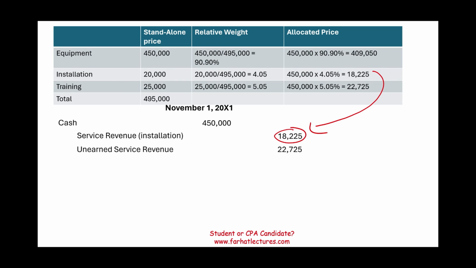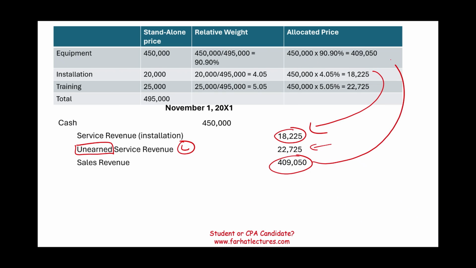We credit unearned revenue, which is a liability, for the training, because we have not earned the training yet. We earn the training as we perform the work. And we credit sales revenue $409 for the sale of the equipment. So we have a service revenue contract for $18,225, a sales revenue, and unearned revenue.